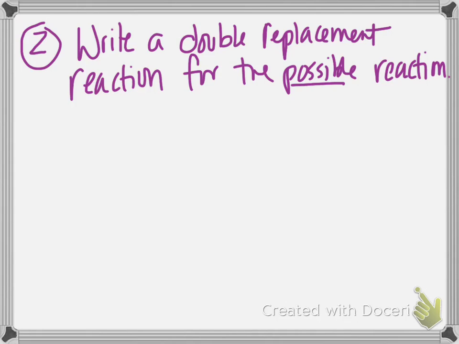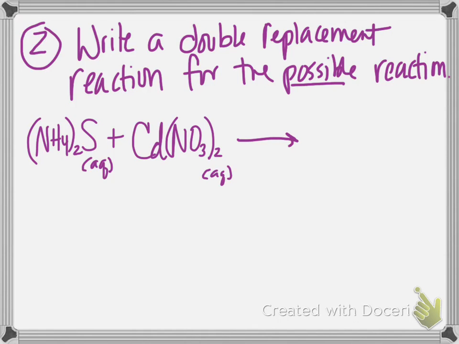We don't know yet. So what we're showing here is ammonium sulfide in aqueous solution mixed with cadmium nitrate in aqueous solution. And what would be our potential products if we do a double replacement reaction with these? Ammonium nitrate and cadmium sulfide. It does not matter which order you write them in.